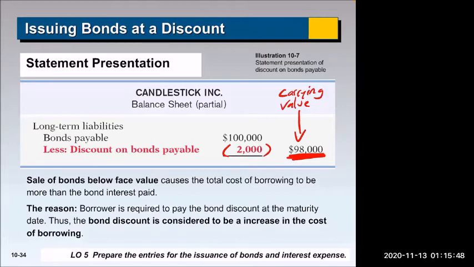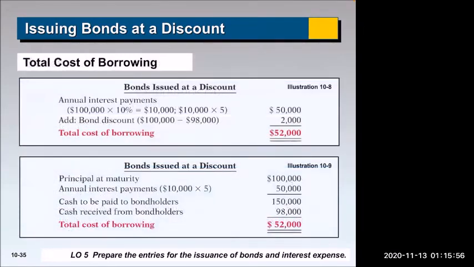It's considered to be an increase in the cost, okay? Because we're required to pay it at maturity. So if I look at this, I'm paying $50,000 of total interest, 100,000 times 10, and I'm doing that for 5 years. I'm doing that 5 times for 5 years.